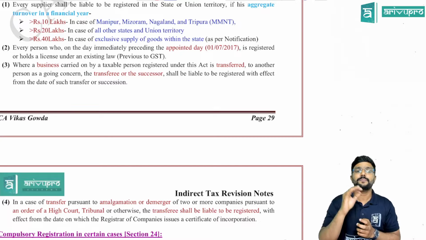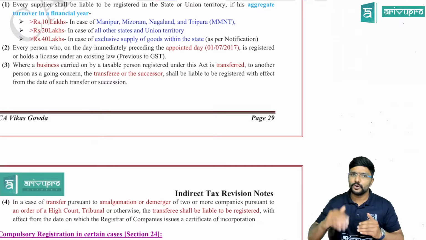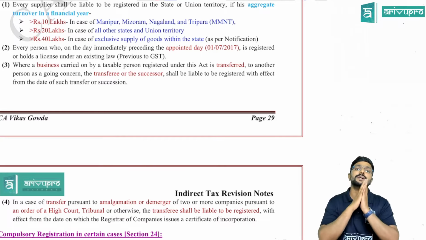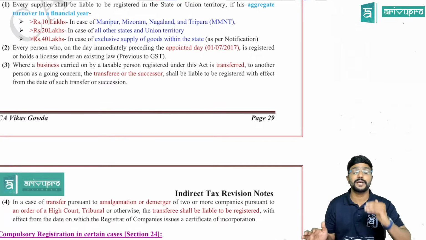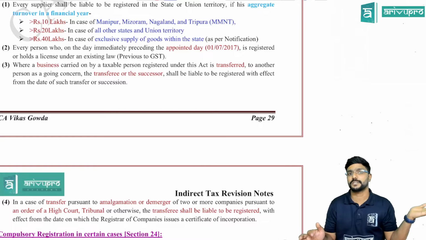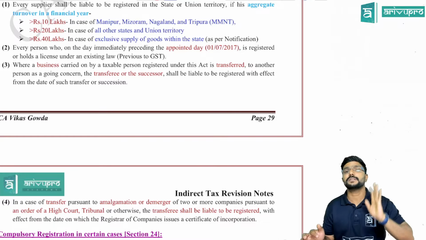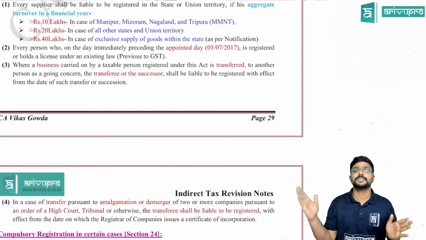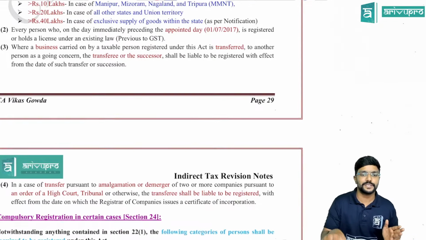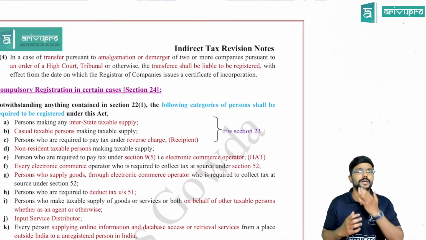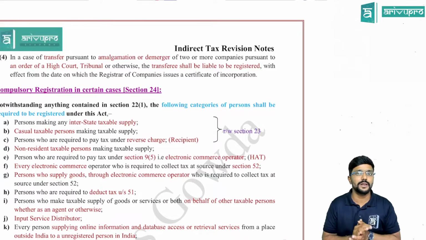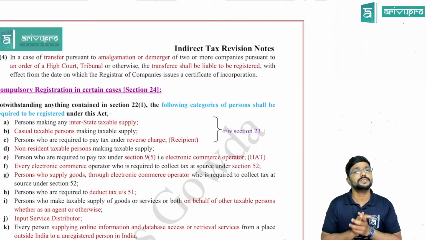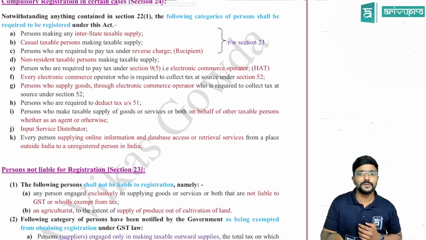Subsection 3, where a business carried on by a taxable person is sold to another person, then the transferee or the successor has to get the business registered, because he will be continuing to carry on the business which was already registered. But now he cannot continue with the same registration. The person who has sold the business has to cancel his registration, whereas the successor or transferee has to get a fresh registration. Whenever there is any amalgamation or demerger ordered by any court or tribunal, then in that case also the transferee or the successor has to get his business registered. This is all about section 22.